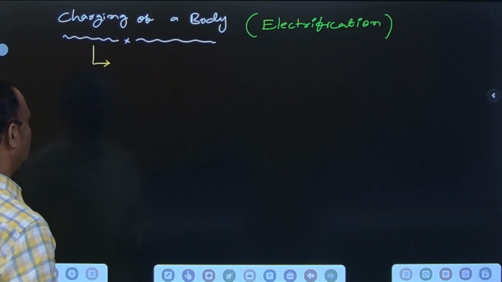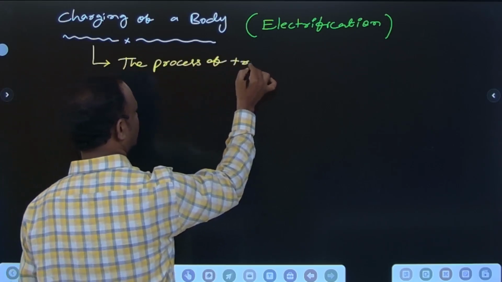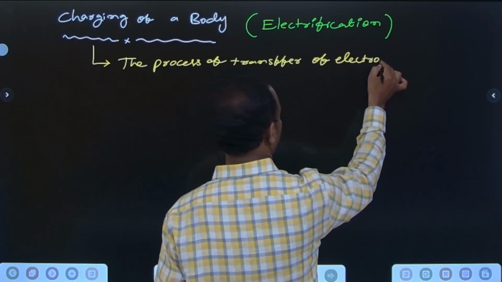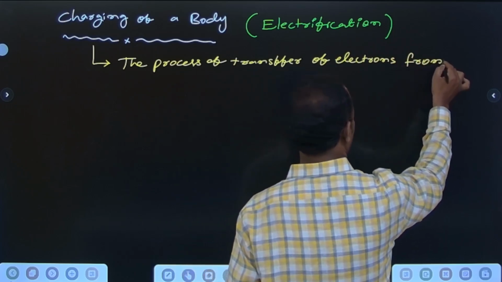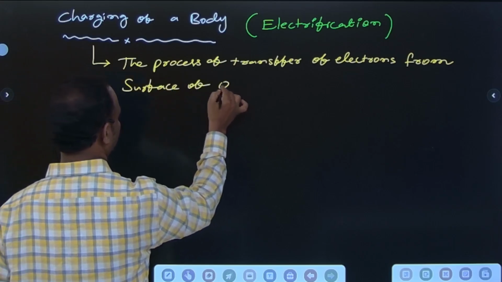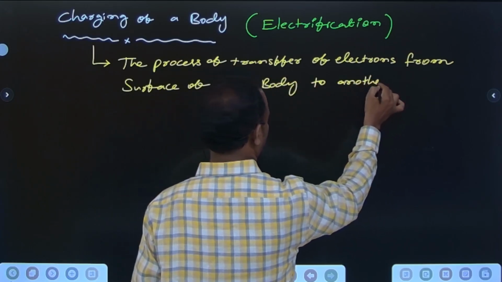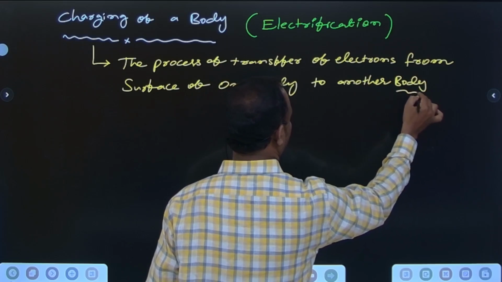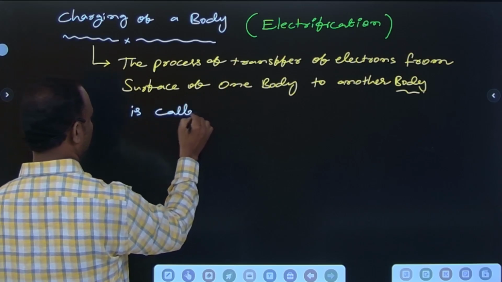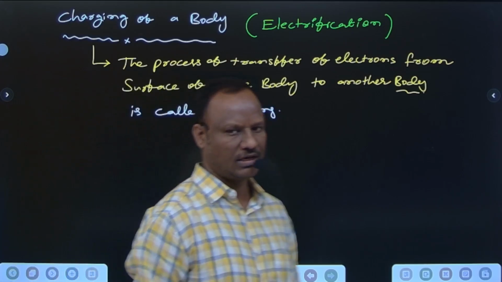gain the electrons. The process of transfer of electrons from the surface of one body to the surface of another body is called charging. So what is charging? It's also called electrification.